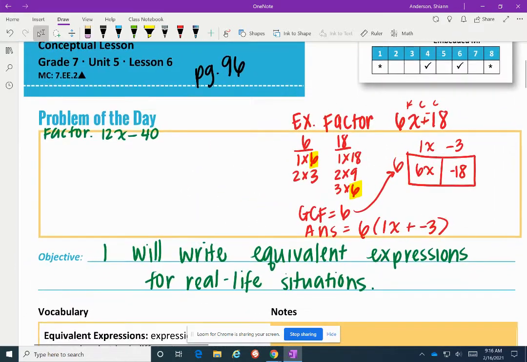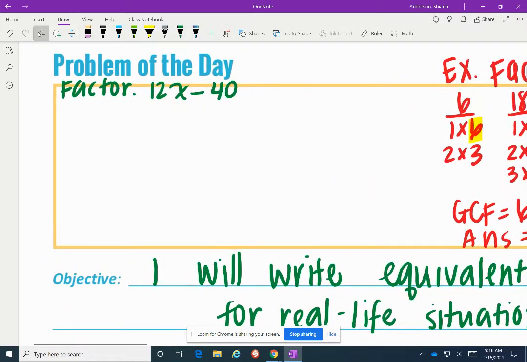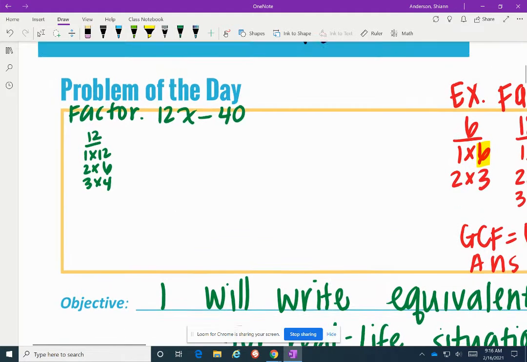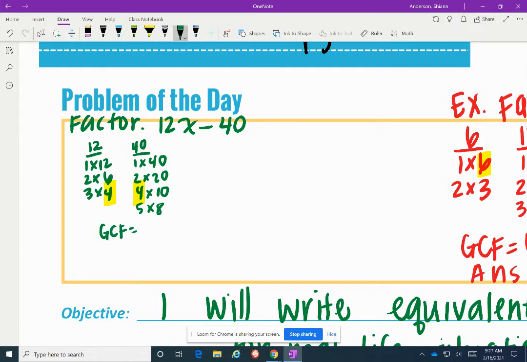So you were to solve what was in green, and we've actually done this problem before. So I have 12x minus 40. I'm going to just list out my 12s. I have 1 times 12, 2 times 6, 3 times 4. And my 40s, 1 times 40, 2 times 20, 4 times 10, 5 times 8. I get my GCF right here is 4. So I'm going to write GCF equals 4.